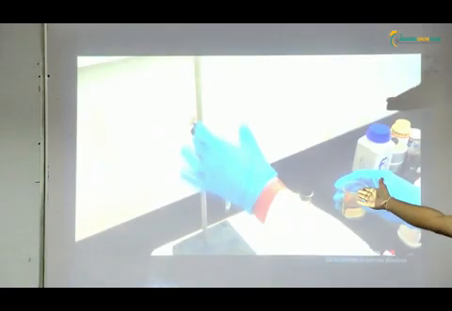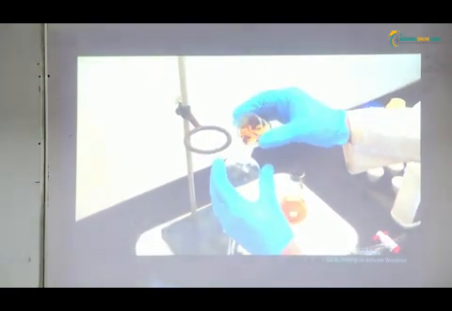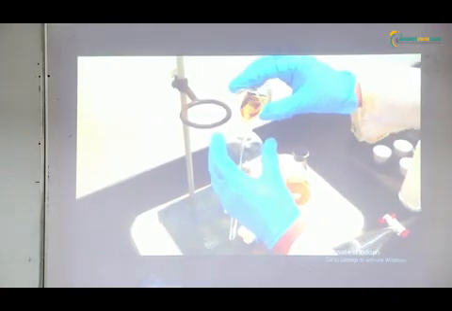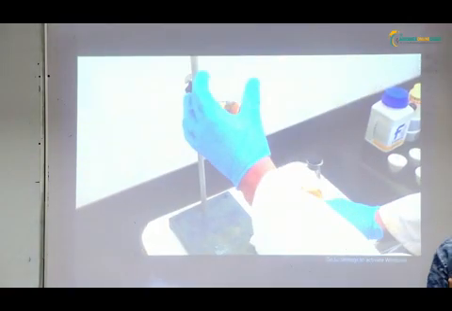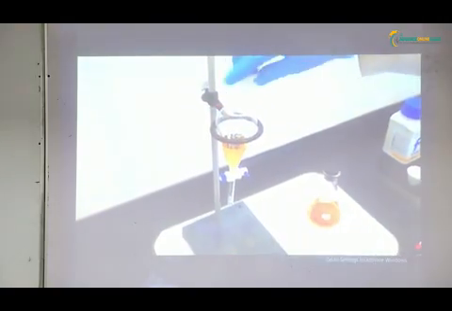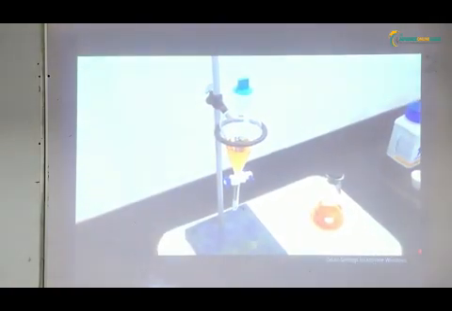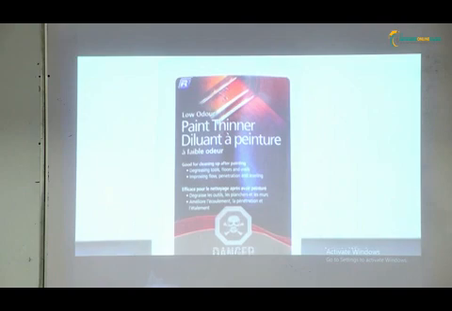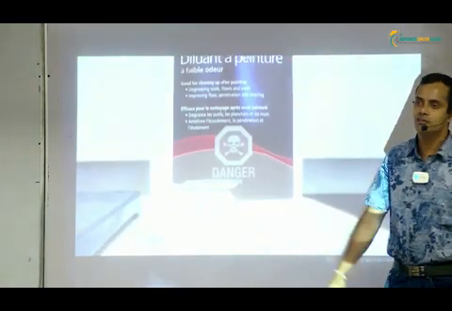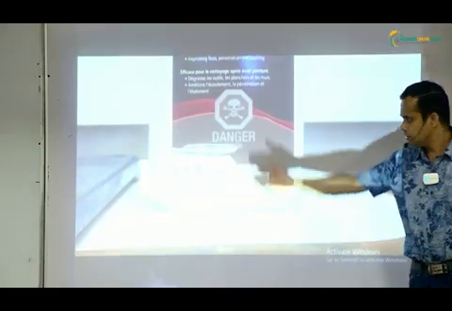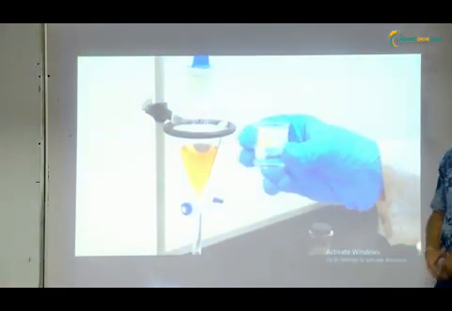Right. Iodine solution, brownish in color. Into the separation funnel, according to the textbook, first we had CCl4, but now we have iodine water. It doesn't matter. Thinner or hexane is used instead of CCl4. Thinner we can find from a hardware shop.